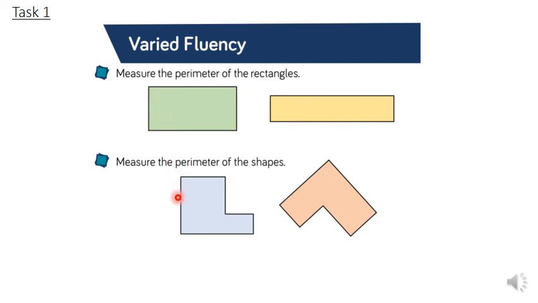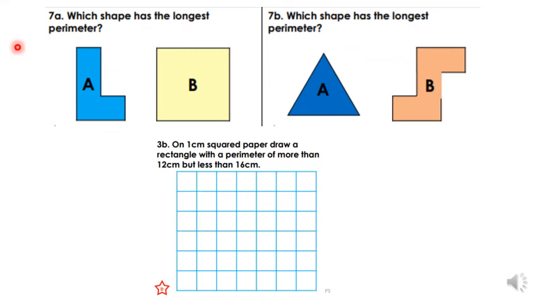Okay, you're then going to measure the perimeter of these shapes. Don't forget, you need to measure every single side. Don't forget these little ones, these little sides here. Sometimes they trick you and you might miss them out. Okay, you're then going to have a look at which shape has the longest perimeter. So again, you've got to measure each of the sides, find out the perimeter of this shape, find out the perimeter of this shape, and then work out which one's the largest.